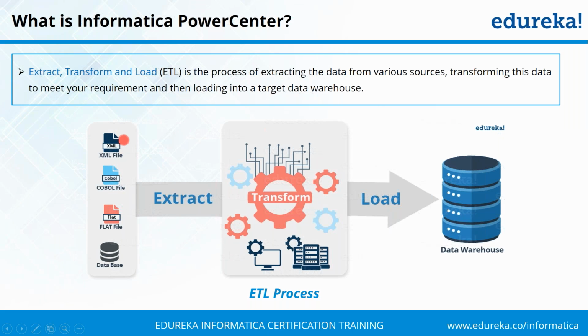Just to give you a better idea, this is a simple representation of the same ETL process. You're going to take the data from different kinds of sources. So here there's an XML file, you have COBOL, flat file, even a database. So you can extract the data from each of these sources, then you can perform certain transformation logic. And finally, once you have the data that you want, you can go ahead and store it into your data warehouse itself. Okay, so I hope you're clear.